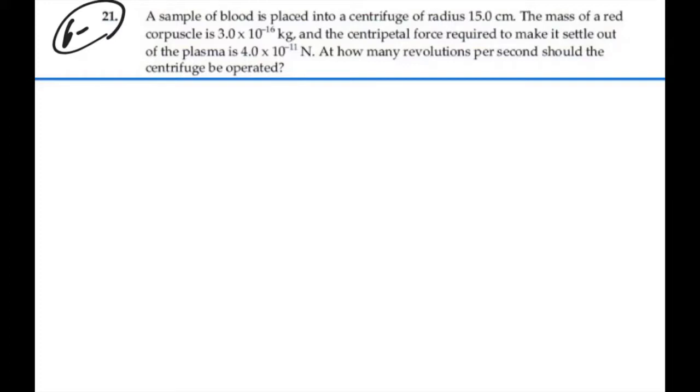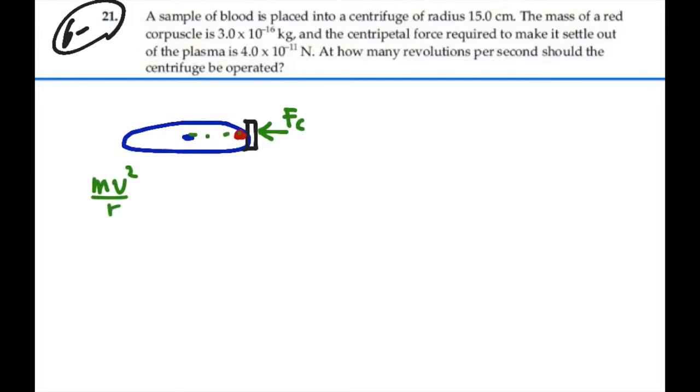Well, let's take a look at this based on what we know. If we're going through a centrifuge with a wall, and this red corpuscle is sitting against the wall, there will be a centripetal force on it that's helping it maintain its circle, the radius of this circle as it's going around. And so the mass times the velocity squared over the radius will be equal to that centripetal force.